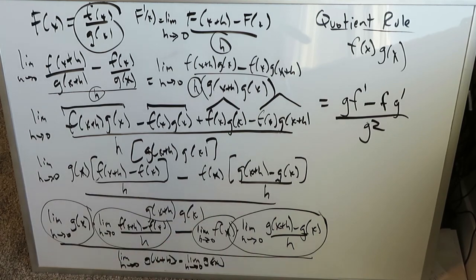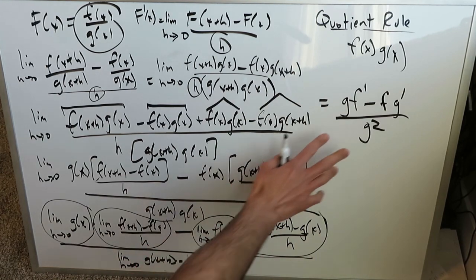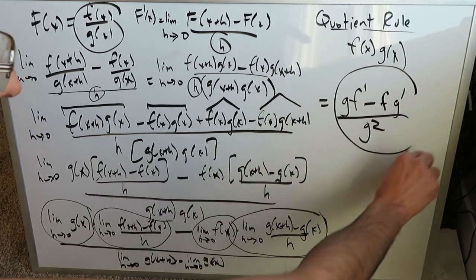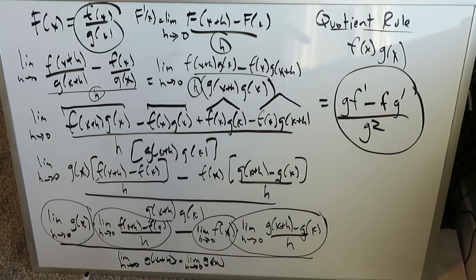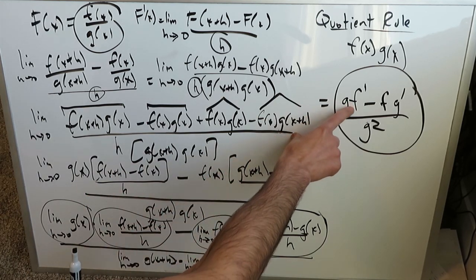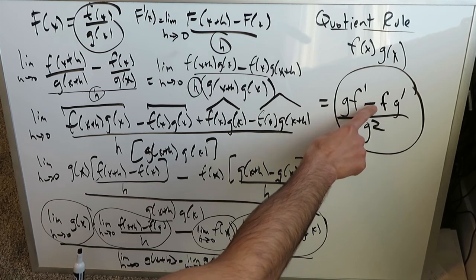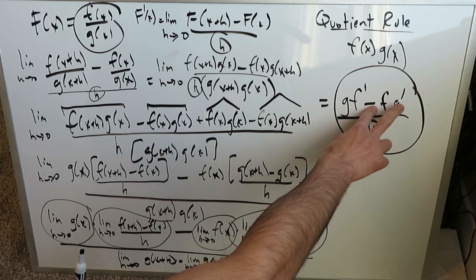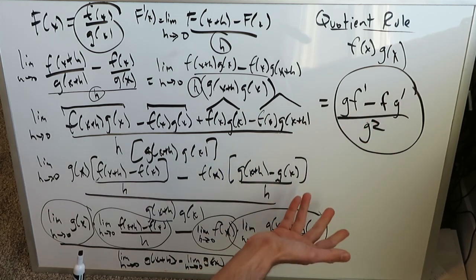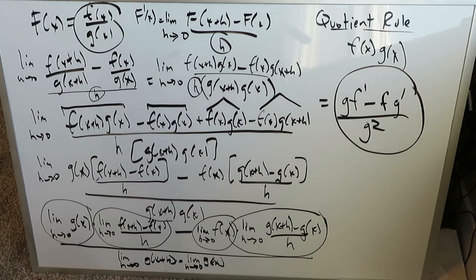And then suddenly we end up having the template here for the quotient rule, which is what we have wanted all along, the derivation of it. The g function multiplied by the derivative of the f function, minus the f function multiplied by the derivative of the g function, divided by the g function squared. Remember, these primes, as I've said, mean the derivative of that function.